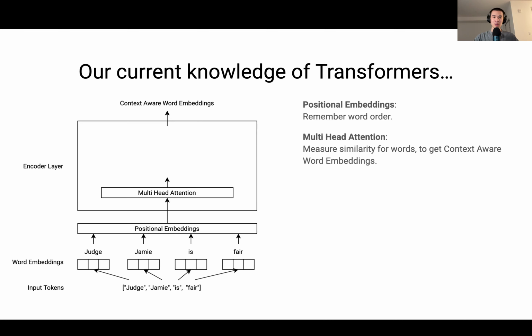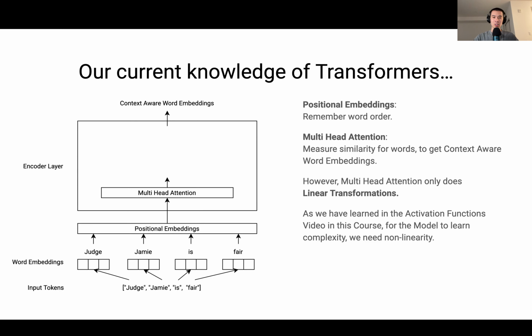Multi-head attention measures similarity for words to get context-aware word embeddings, as we can see up here. And we want context-aware word embeddings because ultimately they give us better output. However, multi-head attention only does linear transformations. As we have learned in the activation functions video in this course, for the model to learn complexity, we need non-linearity.